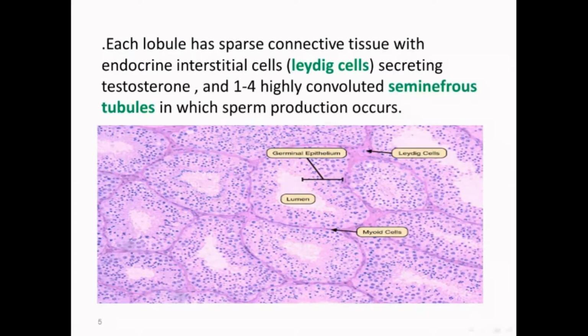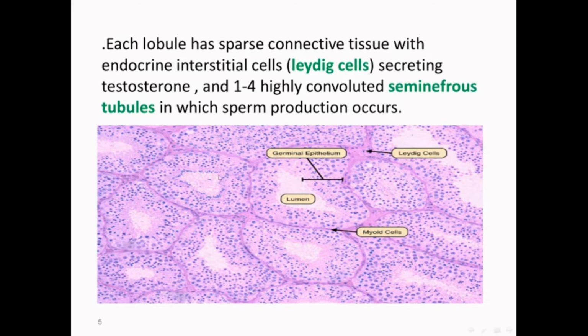Each lobule, here a section of the testis showing the seminiferous tubules, how these structures are closely adjacent. Between them there is sparse interstitial tissue. The sparse interstitial tissue intervening between the adjacent seminiferous tubules contains special cells, the interstitial cells, called Leydig cells. These cells are very important because they are responsible for the production of testosterone, which is responsible for the sexual differentiation.